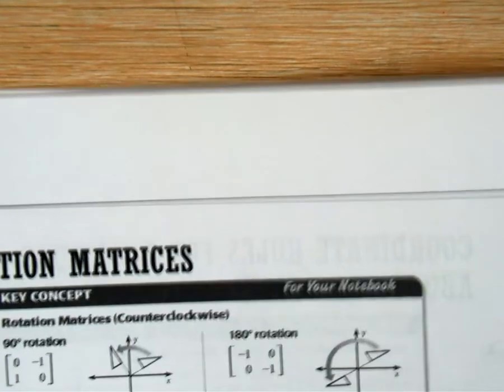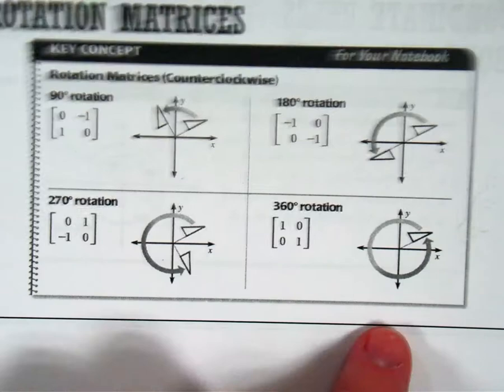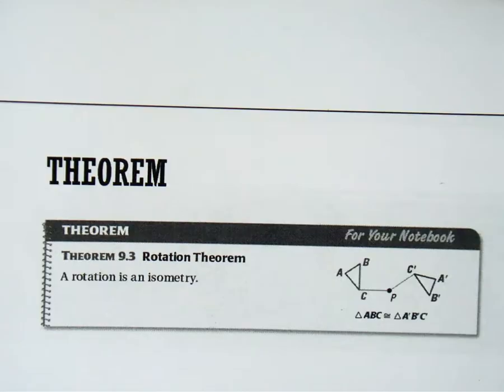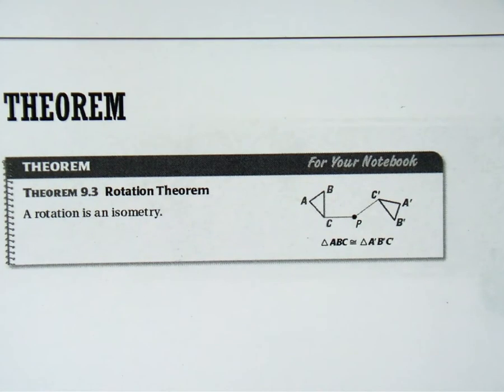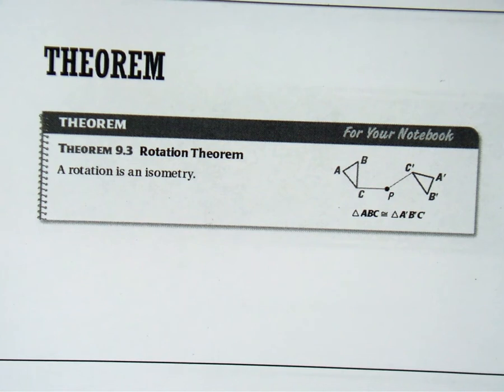We are not going to be doing the matrices yet. So if you get anything in a matrix form, you're going to turn it into a regular x comma y. And then use your coordinate rules. Rotations are isometries. They maintain all congruences. That's good. Just like everything else we've been doing.